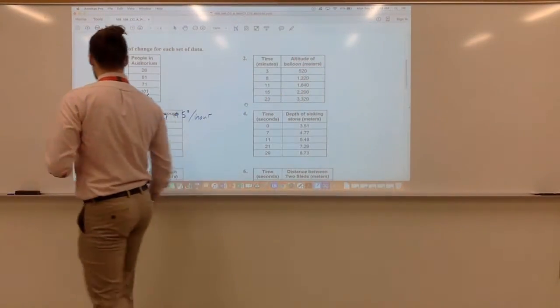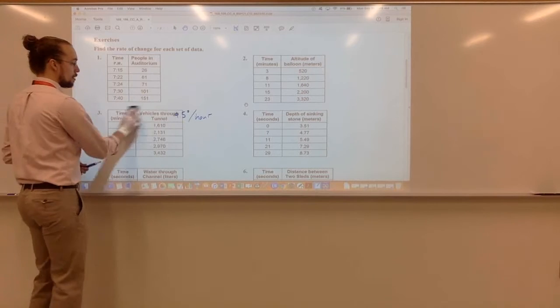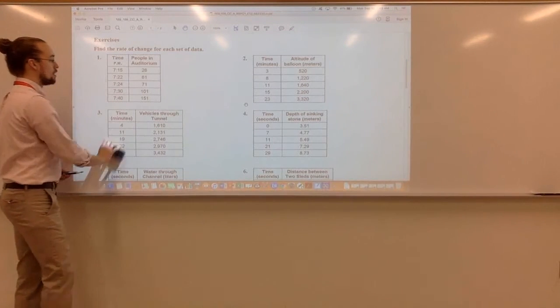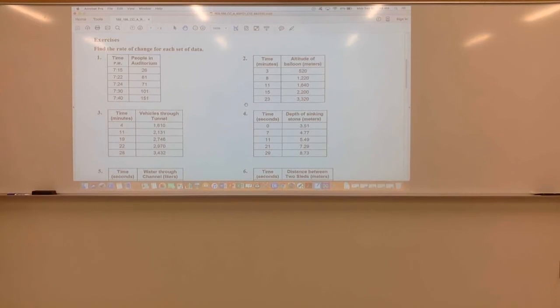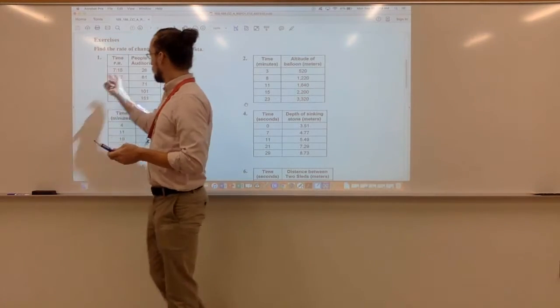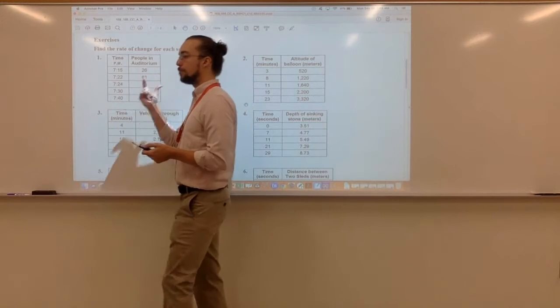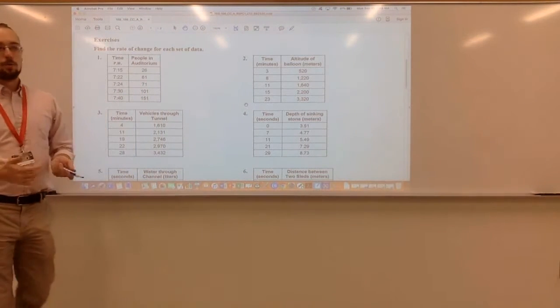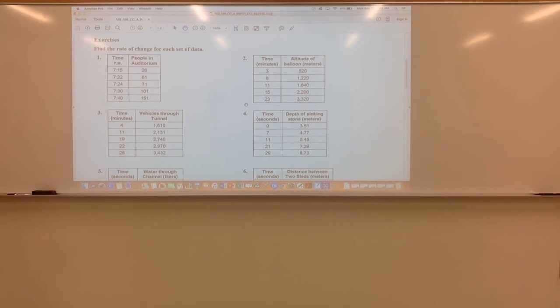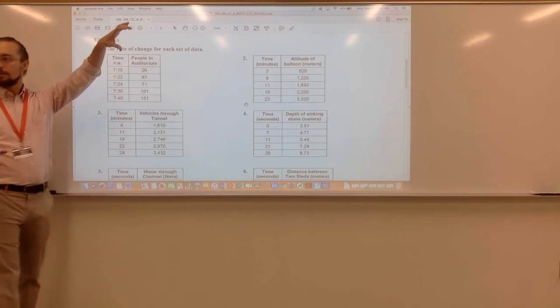Here we've got the number of people in the auditorium changing based on the time. What would be the best way to set this up? First, which is going to go on top, which is going to go on bottom? Am I going to have people per hour, or people per minute, or minutes per person? Which would make more sense? People per minute. So which one should go on top? People.